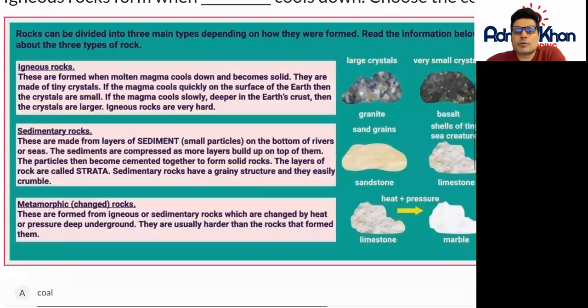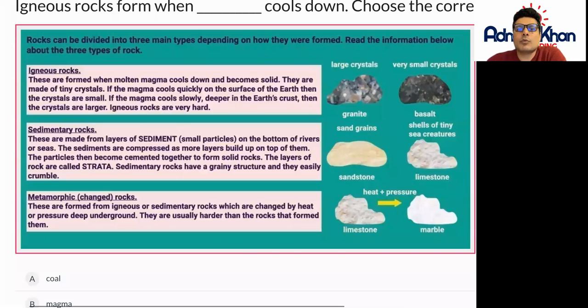Hello there, and welcome to the different types of rocks. So the three main different types of rocks are what we call igneous rocks, sedimentary rocks, and metamorphic rocks. Rocks can be divided into three main types depending on how they are formed.